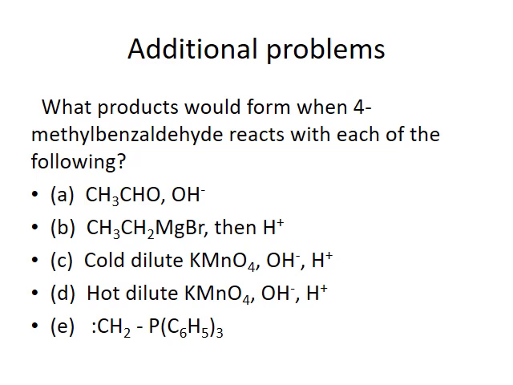Another example, Grignard reagent, then acidified. This is an addition reaction to the aldehyde group, forming, after acidification, the secondary alcohol.